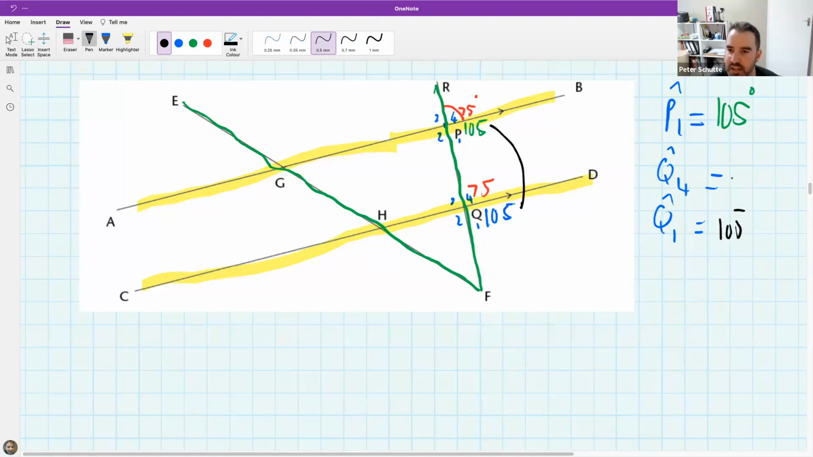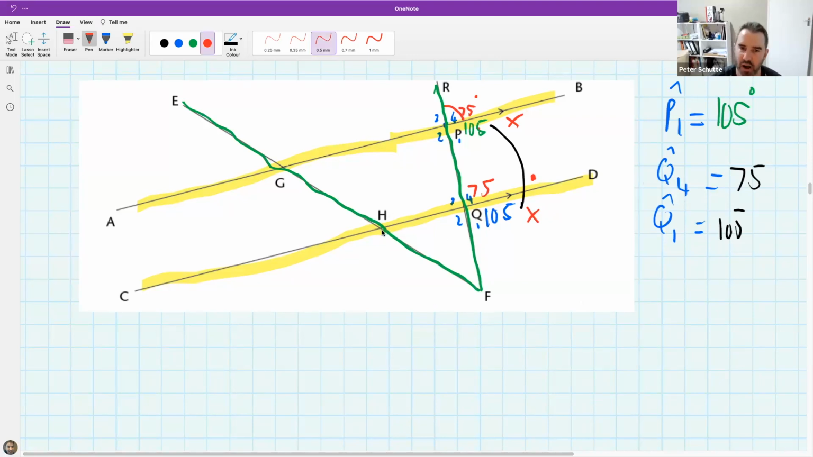Okay, so the relationship, maybe I should just do it like this. The relationship between this and this is co-interior. The relationship between this and this one over here is corresponding. And that's another topic that you need to remember, your fun shapes and your parallel lines, for this topic. And so I just wanted to do one question where we looked at that.